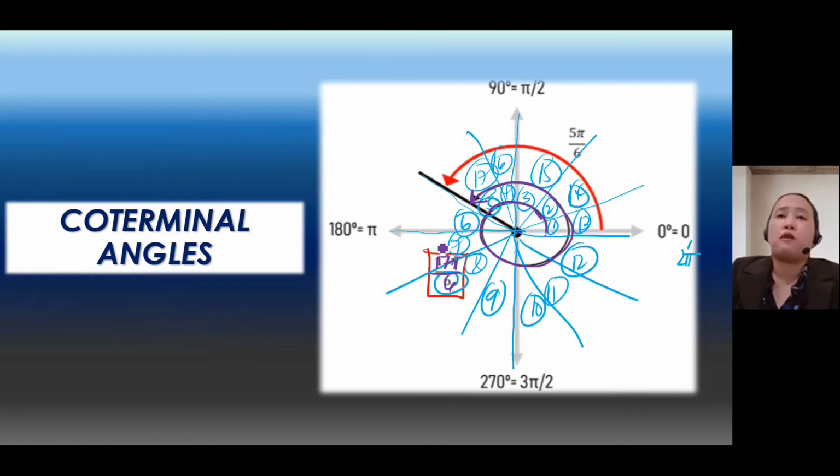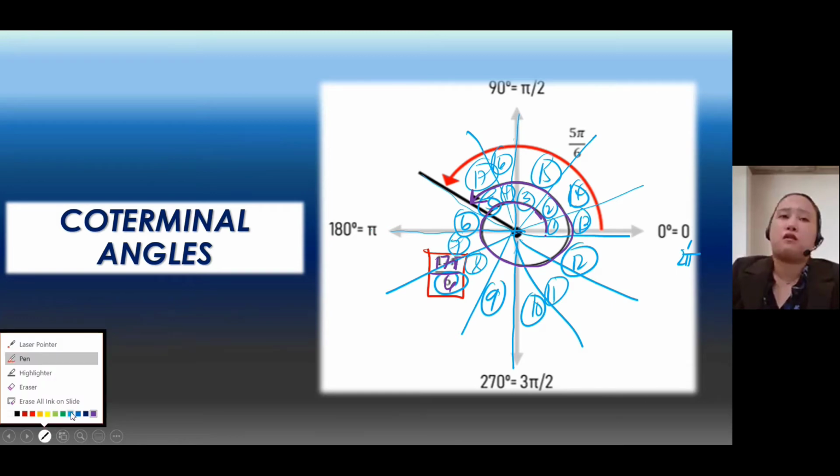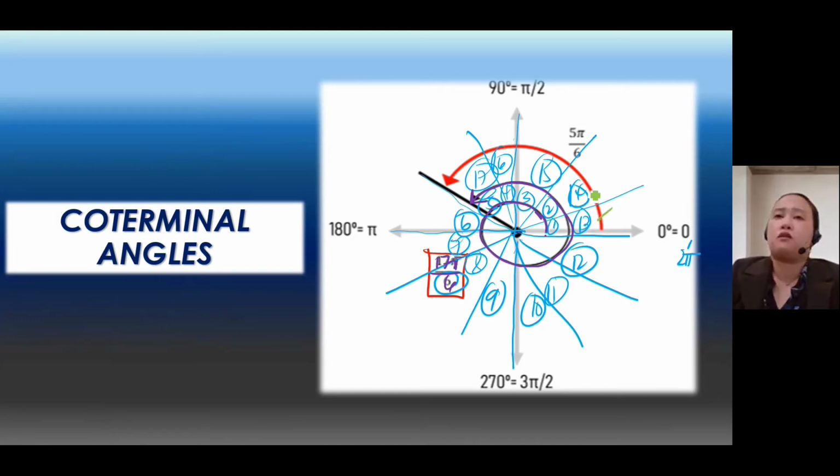Next, what is the coterminal of it? As you can see in our example, remember it can be of opposite direction or the same direction. But in this case, since we have more than one revolution of the given, most likely we can have the same direction. If it is the same direction, as you can see, we have 1, 2, 3, 4, and 5. So that is 5 pi over 6.